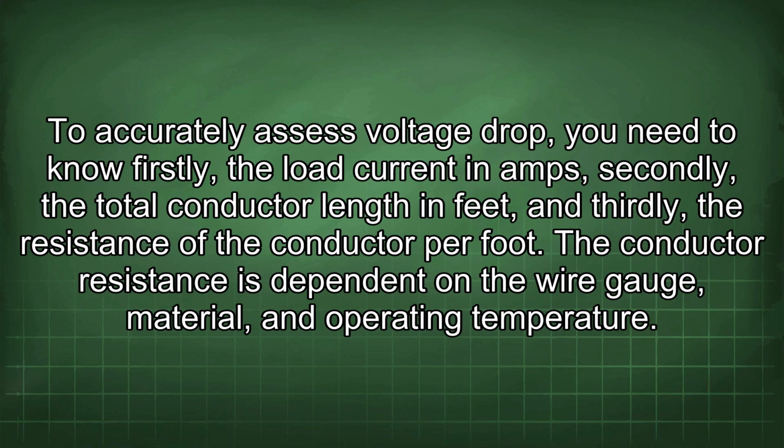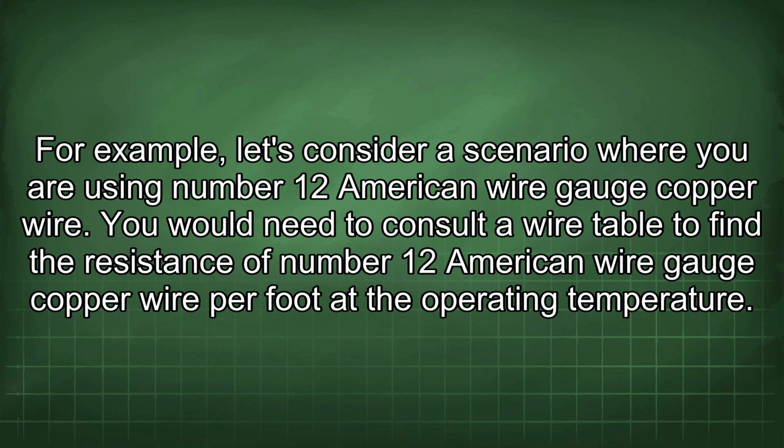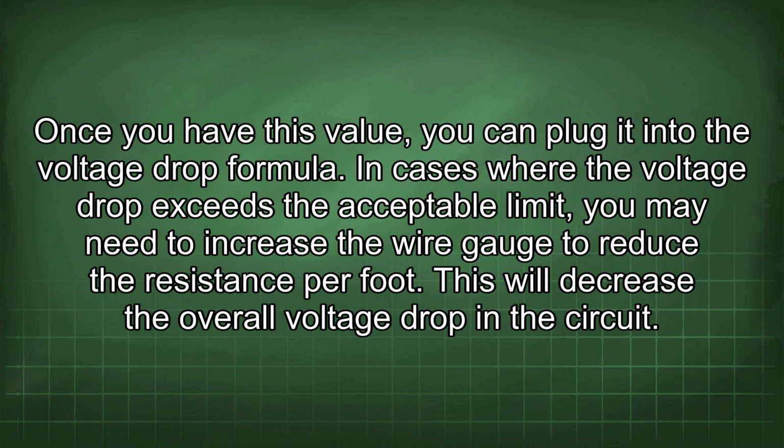To accurately assess voltage drop, you need to know firstly the load current in amps, secondly the total conductor length in feet, and thirdly the resistance of the conductor per foot. The conductor resistance is dependent on the wire gauge, material, and operating temperature. For example, let's consider a scenario where you are using number 12 American wire gauge copper wire. You would need to consult a wire table to find the resistance of number 12 American wire gauge copper wire per foot at the operating temperature. Once you have this value, you can plug it into the voltage drop formula.